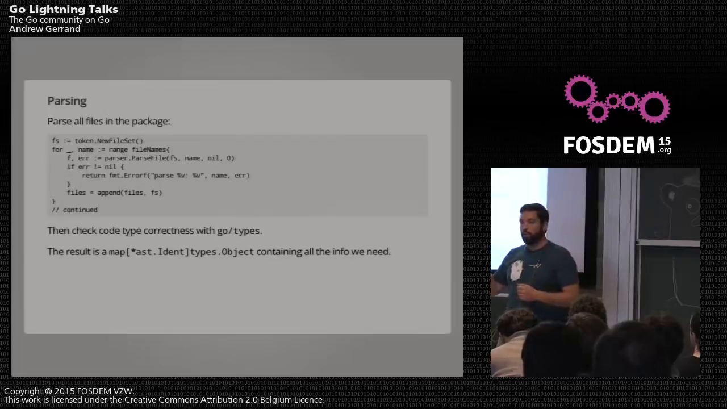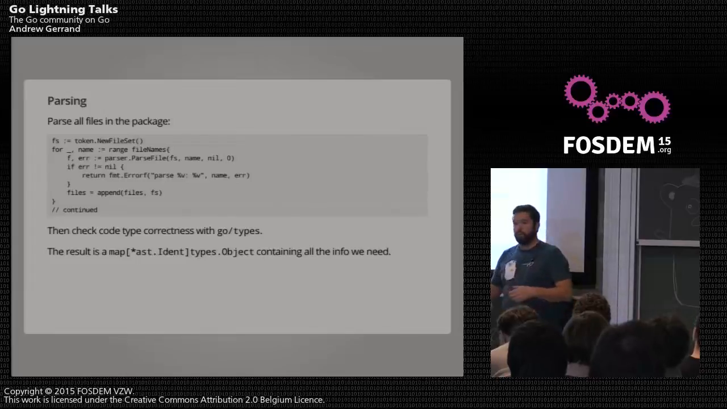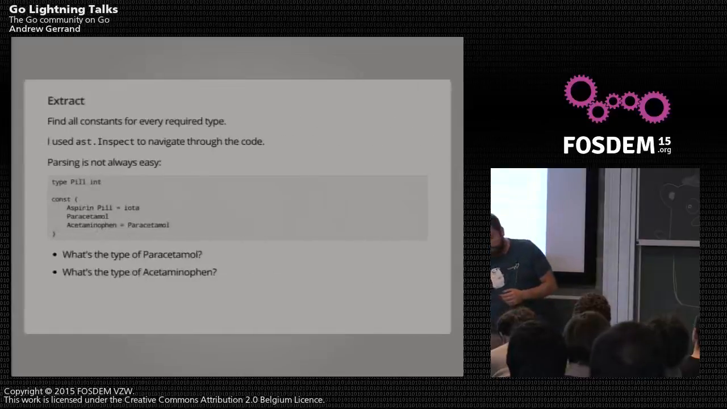Now, the thing is that just parsing is not enough, because you might be using things from other packages, so you actually need to use go/types, which will allow you to know exactly what type any identifier is. So I end up having a map where I can say what type this thing is, and I just get a type, which is exactly what I wanted.